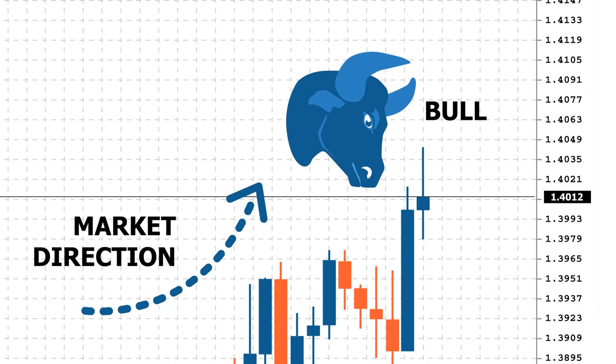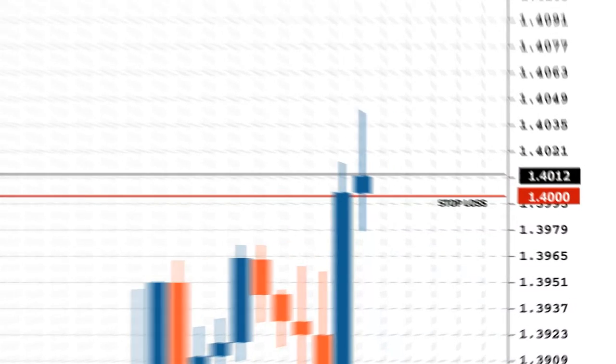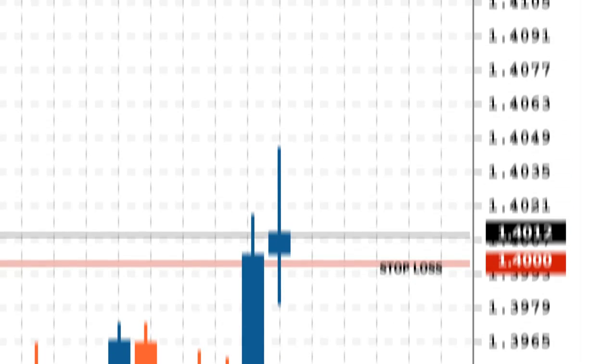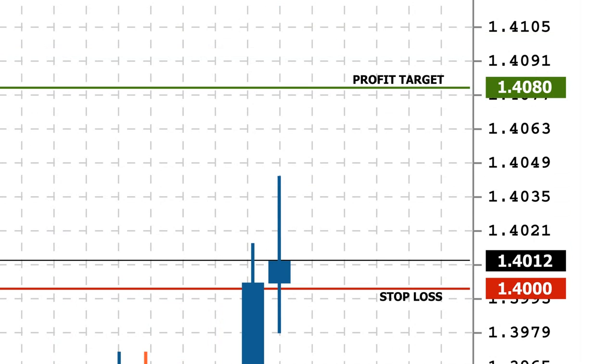No offense. This is the term that describes a trader as a person who believes the price will go up. Since the market price is going up, it is said that it is bullish. Set your stop loss at 1.4000 and your profit target to 1.4080. Again, we will teach you how to set stop losses and profit targets further on in the learning path.